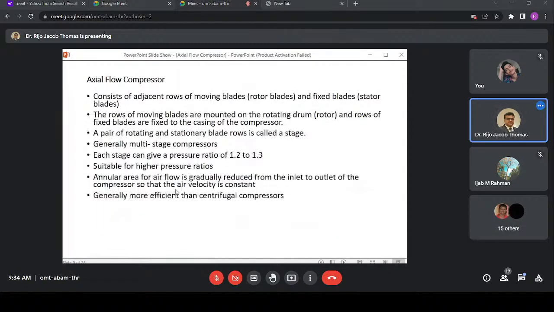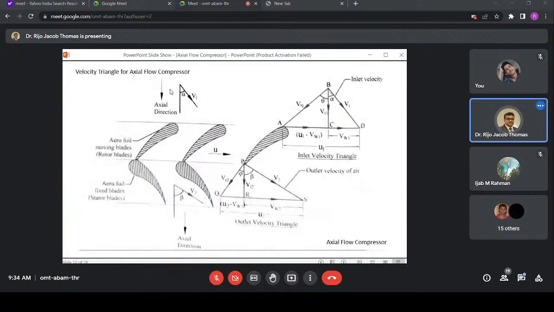And this is the axial direction. The axis of the rotor is in this direction. The blade is rotating in this direction with velocity U. So at this end, this is the inlet, and this is the outlet. In this direction it is U1, and at this end it is U2. Now let's see how the velocity triangle is made.